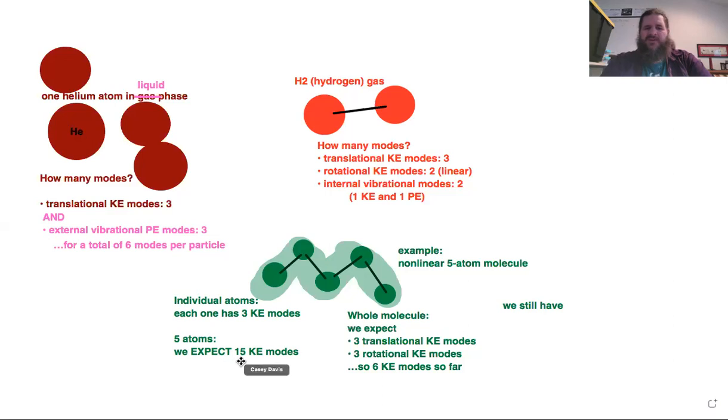Of the 15 modes we should expect based on the atomic behavior, we've accounted for 6 based on the whole molecule behavior. We still have 9 modes unaccounted for. And yeah, that is exactly 15 minus 6. 15 that we expect based on the behavior of the atoms, minus 6 that we've accounted for based on the behavior of the whole molecule, leaves 9 left over. So what would you expect those 9 leftover modes to be? What kind of kinetic energy is that talking about?